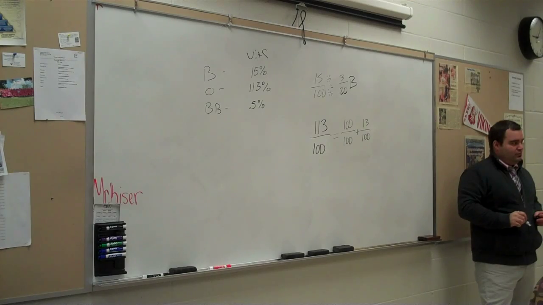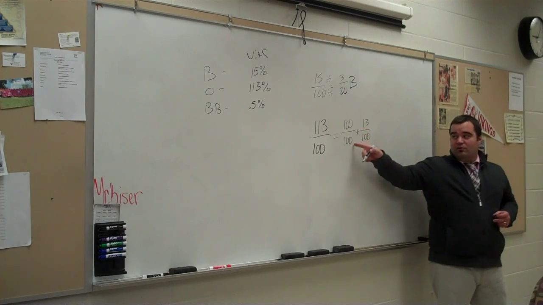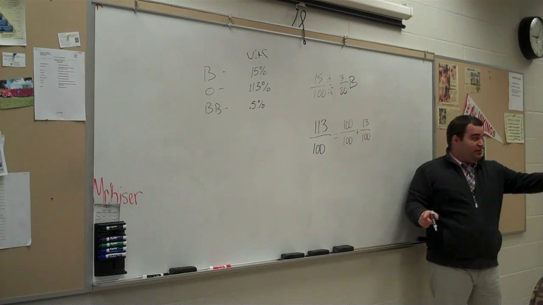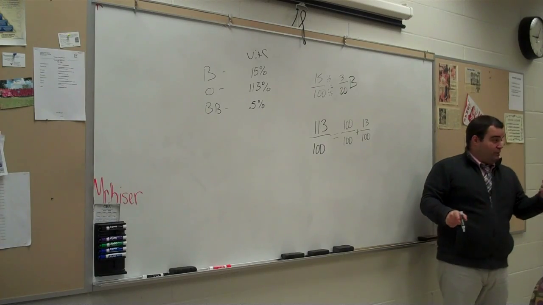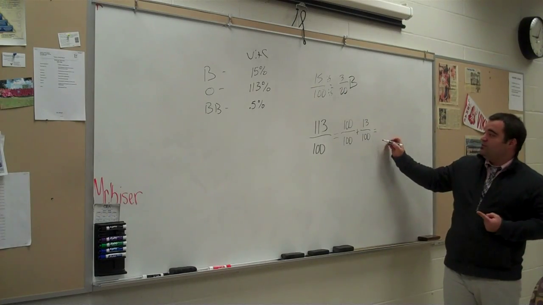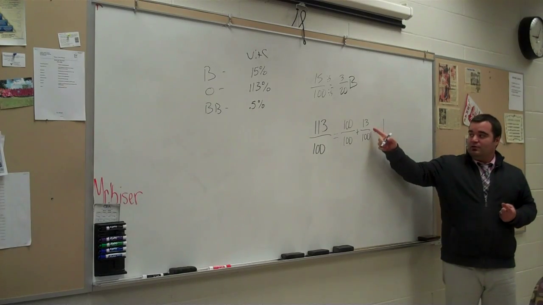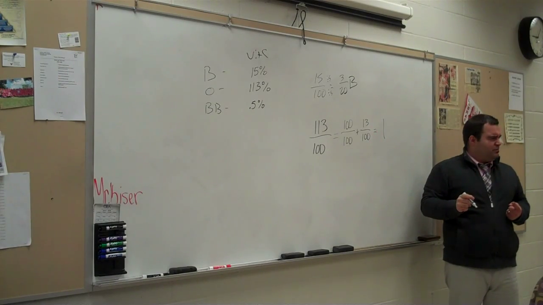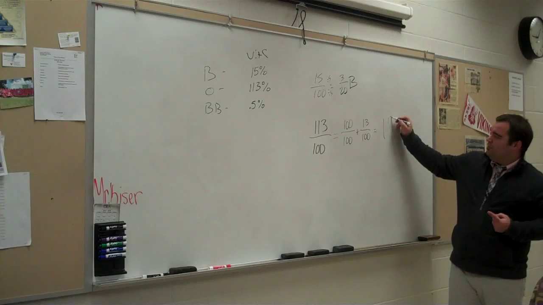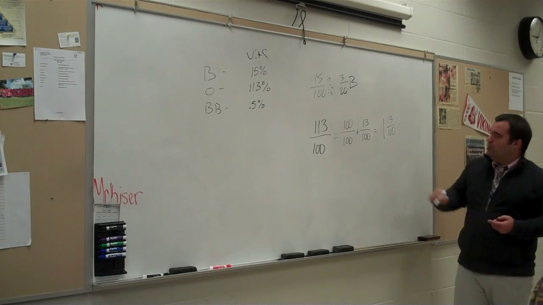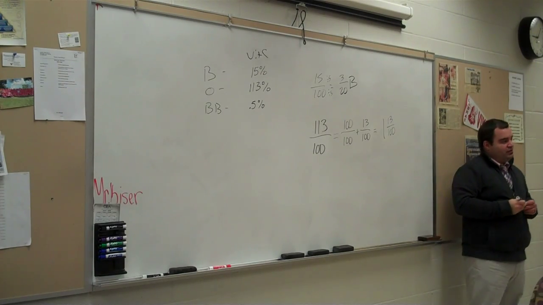Follow me? Because I know 100 over 100 is a whole, that's 1. So this is going to become 1 and 13 over 100. Is that reduced? Yes. Isn't 13 a prime number? Yes. Makes sense. 1 and 13 hundredths.